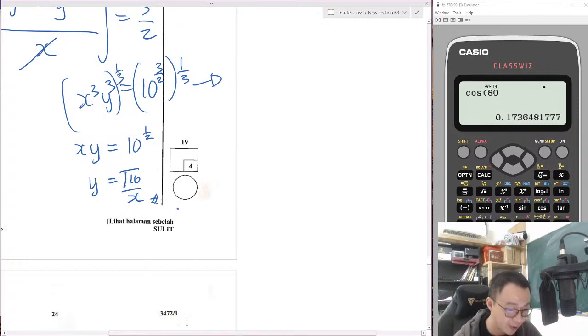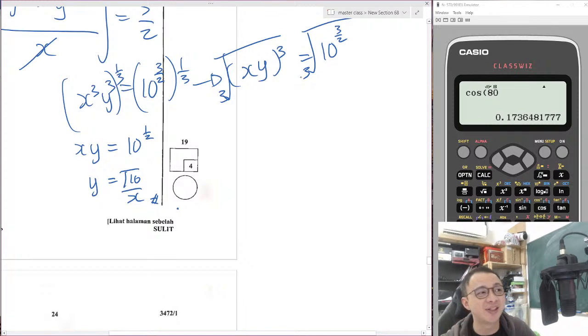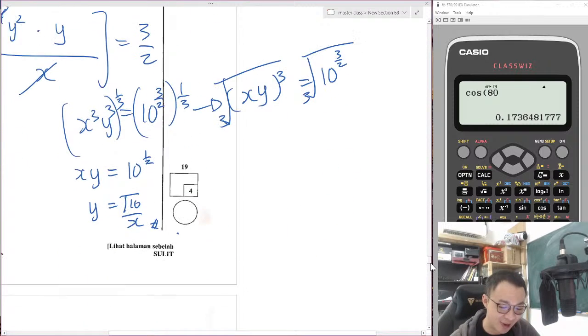Okay. So basically, this is like this. I have an x cube and y cube. I can factorize out the cube if I wanted to. And then this is 10 power of 3 over 2. So I just cube root for both sides. Okay? Because cube root basically means what? Cube root basically means power 1 over 3, isn't it? If you know about indices, the way to get rid of it is to power 1 over 3 for both sides. But if you don't get the power 1 over 3, it's fine. It's just cube root for both sides. Then you cube root, you can simplify with cube, right?